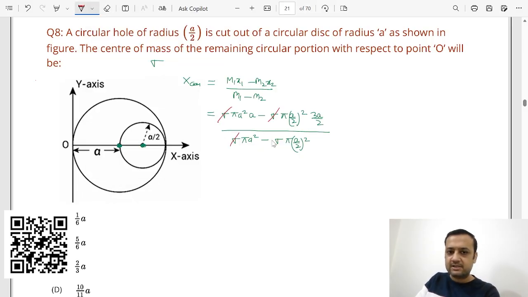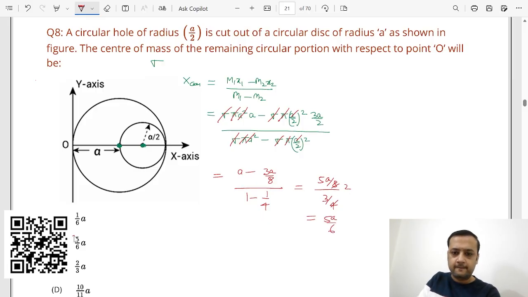Okay, now we can just quickly do the calculations here. Sigma will get cancelled. Pi a square will get cancelled. From here you will get a minus 3a by 8, divided by 1 minus 1 by 4, since pi and a square also get cancelled. So that means 5a by 8 divided by 3 by 4. That means this will become 5a by 6. All right.